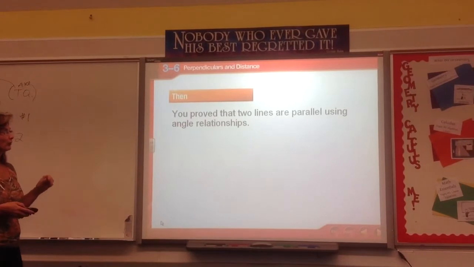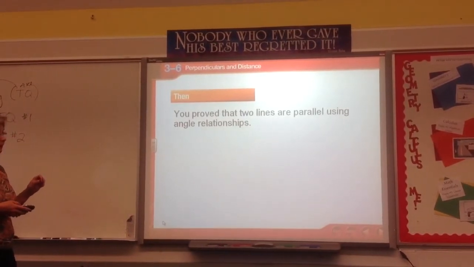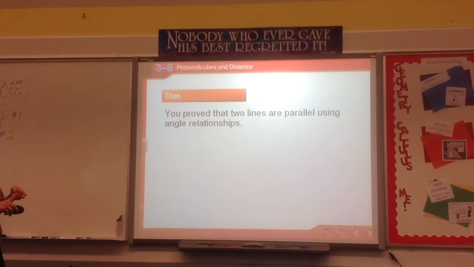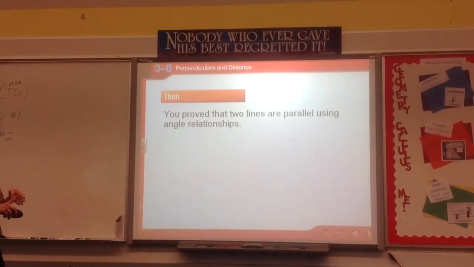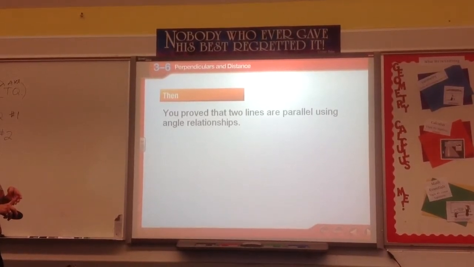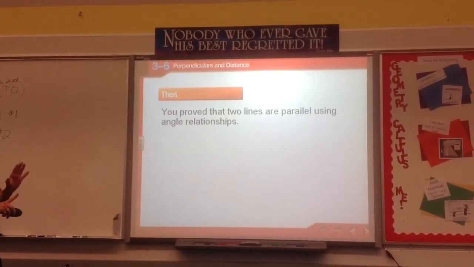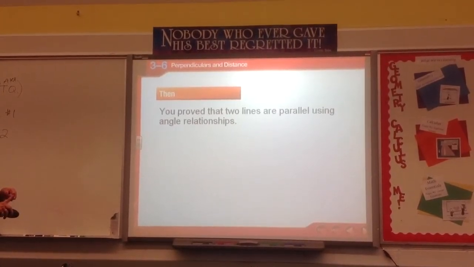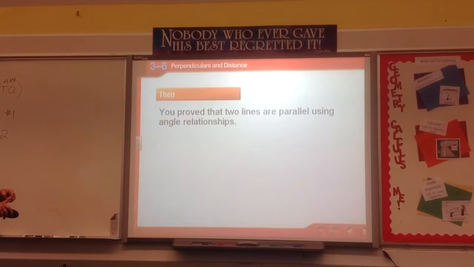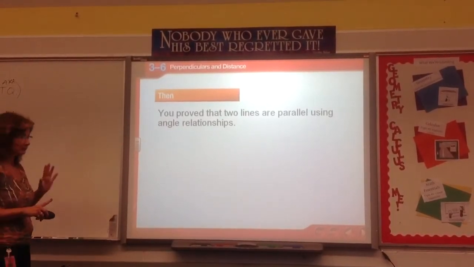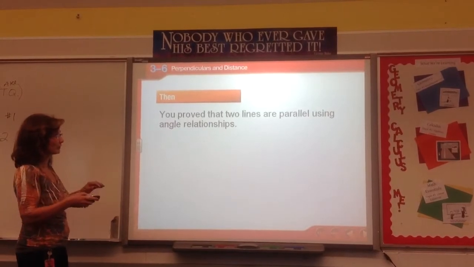You have learned how to show two lines are parallel using angle relationships. You know that corresponding angles, alternate interior, and alternate exterior angles are all congruent, and if that's true, the lines are parallel. You also know that if you've got same side consecutive interior or same side consecutive exterior angles that are supplementary, you can show lines are parallel.